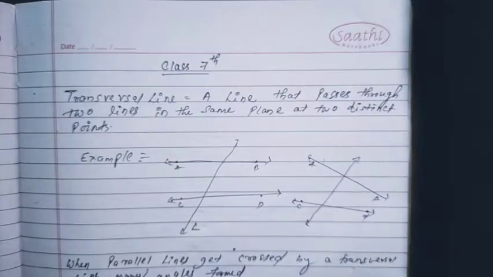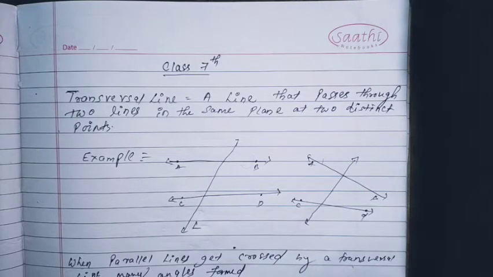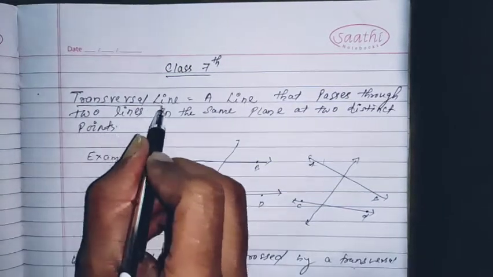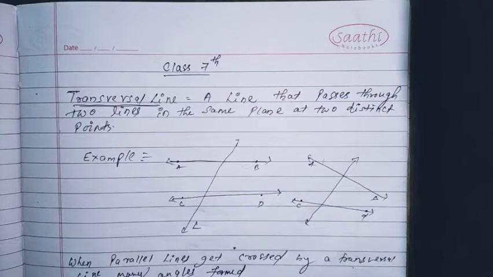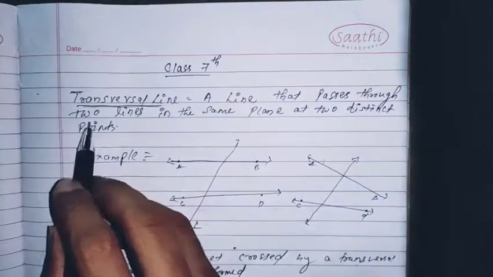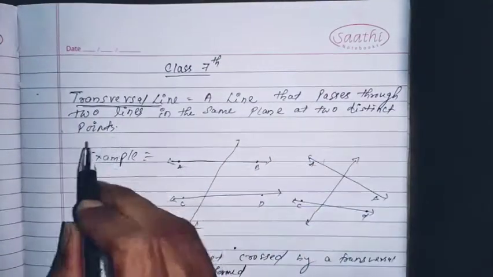Good morning, students. Today we will discuss our next topic, that is transversal line. What does it mean, the transversal line and parallel line? A line that passes through two lines in the same plane at different points.